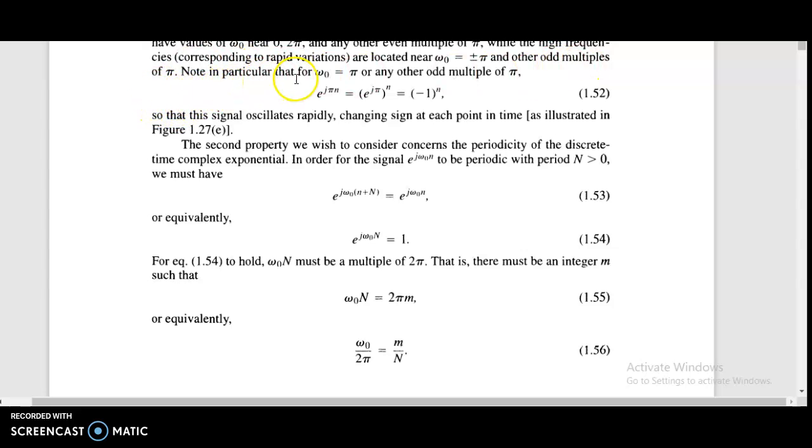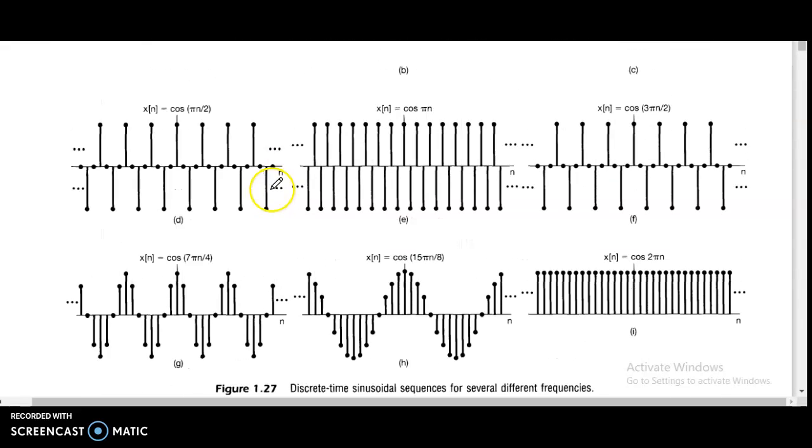Note in particular that for ω₀ equal to π or any other odd multiple of π, e^{jπn} equals (e^{jπ})^n, which equals (−1)^n, so that the signal oscillates rapidly, changing sign at each point in time, as illustrated in figure 1.27.